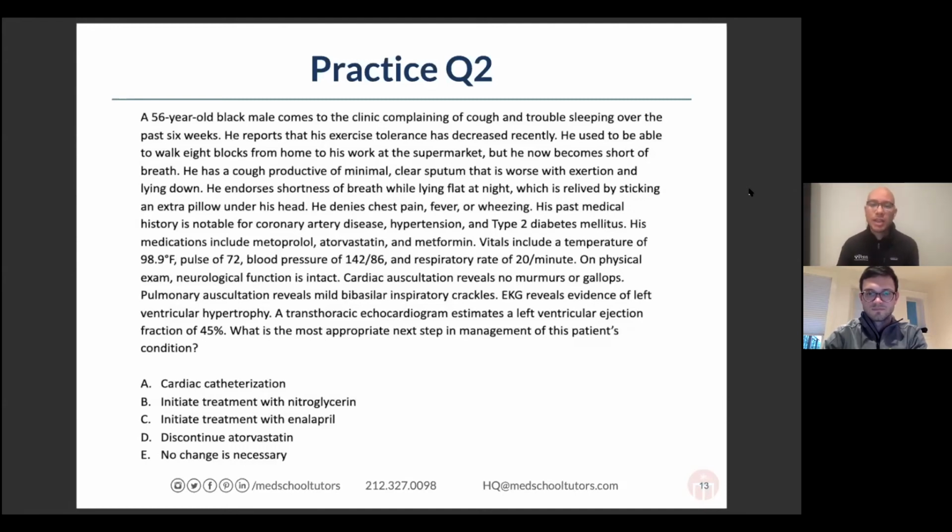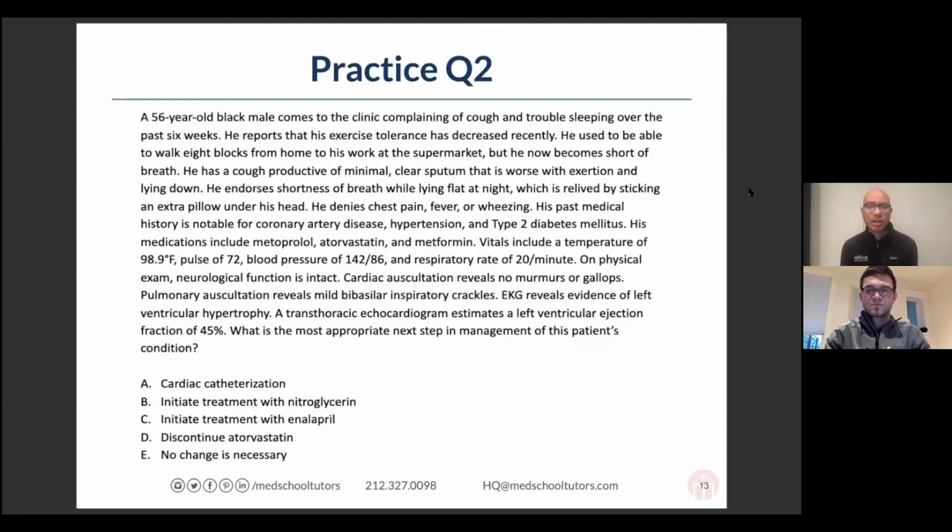He used to be able to walk 8 blocks from home to his work at the supermarket, but he now becomes short of breath. Again, this didn't add a whole lot. I already knew that he had exercise intolerance. This is really quantifying it for me, and it's a real deal. I can put a number to it.